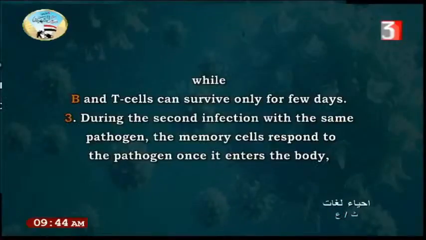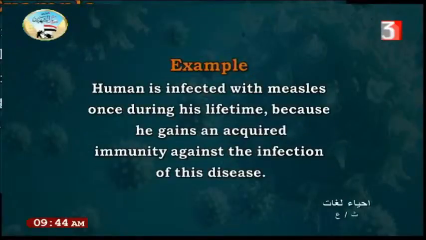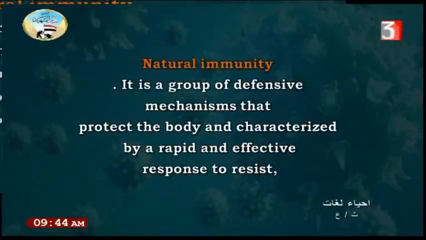That is what happens during this pathogen, where the cells start dividing quickly to produce a large number of antibodies and activated T cells within a short period of time. For example, a human is infected with measles once during his lifetime because he gains an acquired immunity against the infection of this disease.